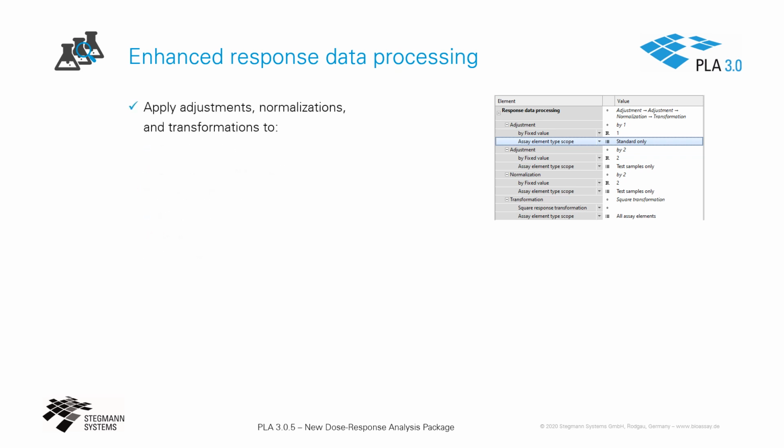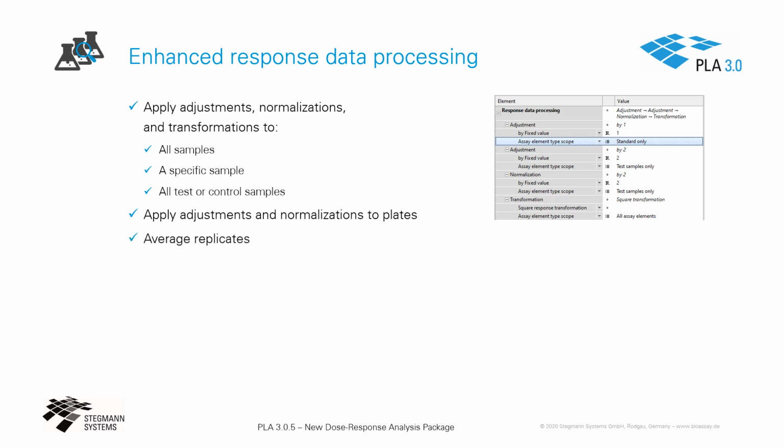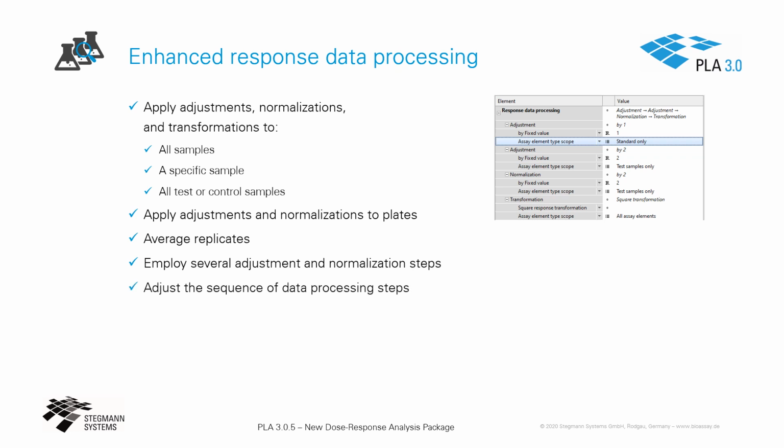Apply adjustments, normalizations, and transformations to all samples, a specific sample, or to all test or control samples. You can apply adjustments and normalizations to specific plates as well. Moreover, you can average your replicates. To give you full control over data processing, you can employ several adjustment and normalization steps, and you can adjust the sequence of response data processing steps to your needs.